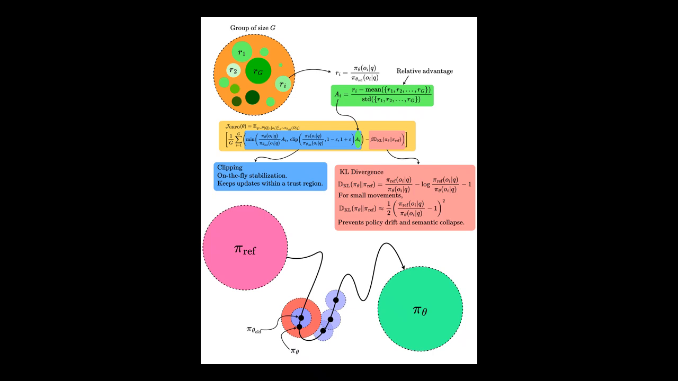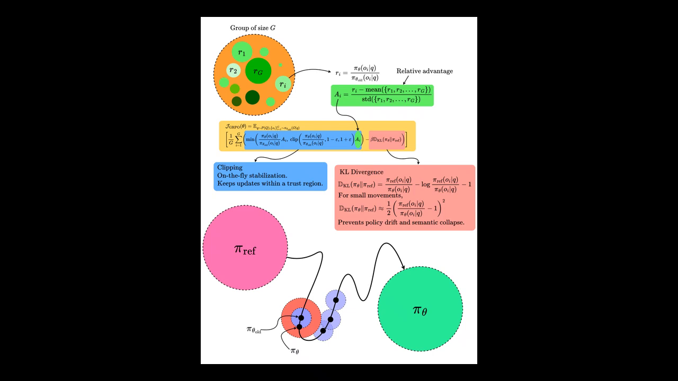GRPO is derived from proximal policy optimization, or PPO. The key difference is that GRPO does not use a value function. There's no learned critic. Instead, everything is computed relative to a group of answers.